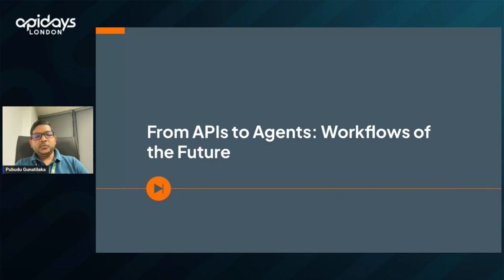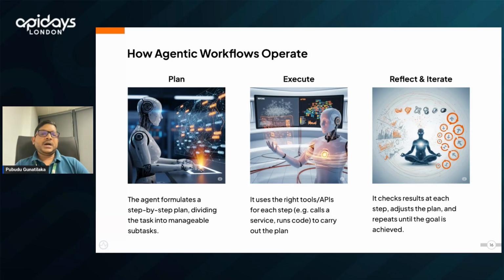Now, if you move from APIs to agents, this is where the future is heading. If we start looking at how agentic workflows operate, there are three steps to it. At the planning stage, you look at the use case. You divide this entire use case into several sub-plans, and then you come to the next stage where you execute these plans.